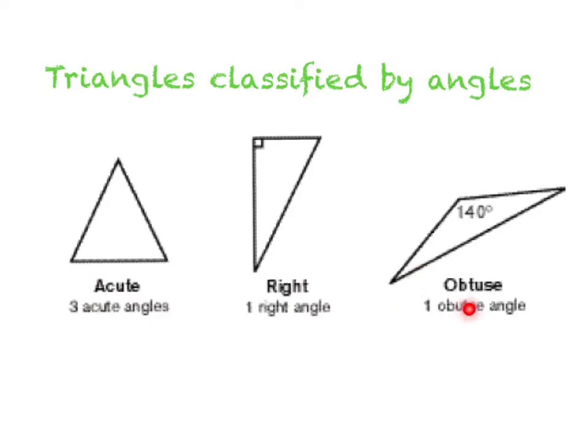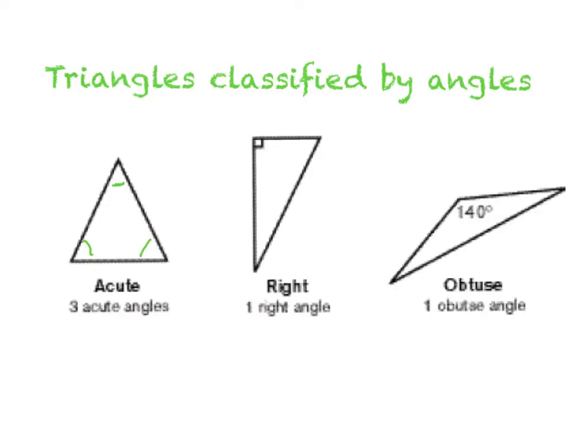So remember I said that 2 angles of a triangle are always less than 90 degrees. It's the third angle that will determine which one of these 3 triangles it is. So let's look at acute first. We have angle 1 and 2 are less than 90 degrees, but angle 3 is also less than 90 degrees. So that makes it an acute triangle.